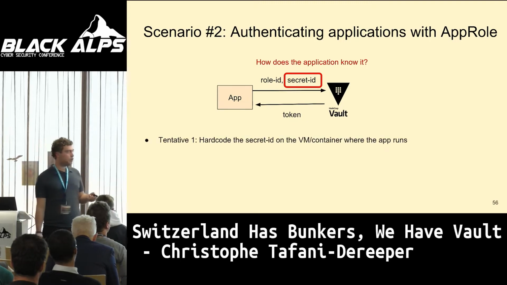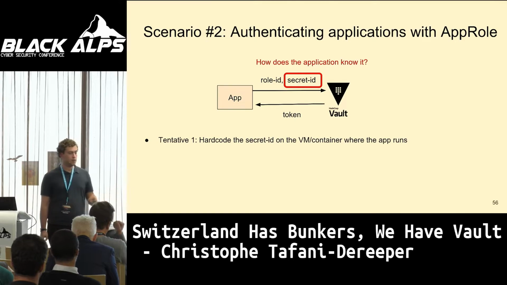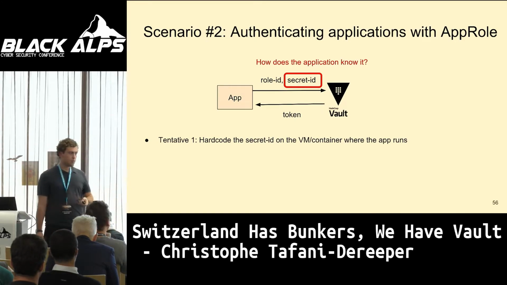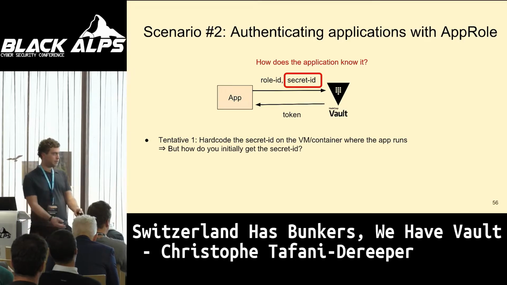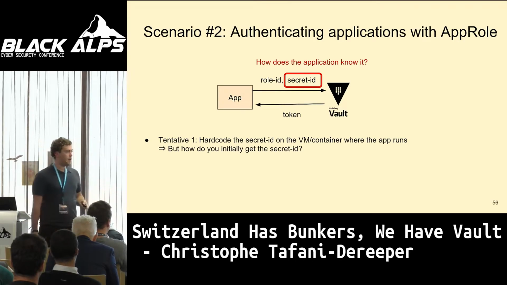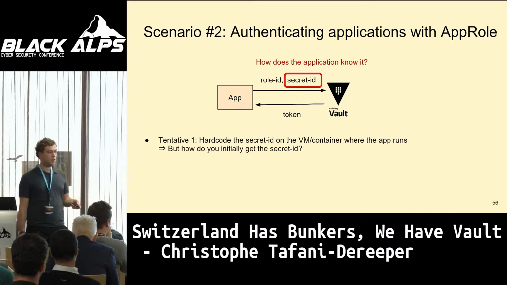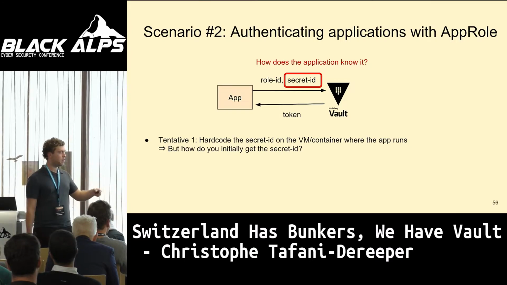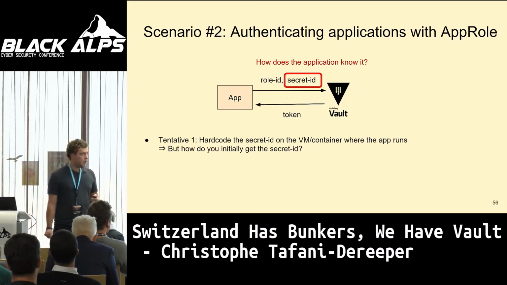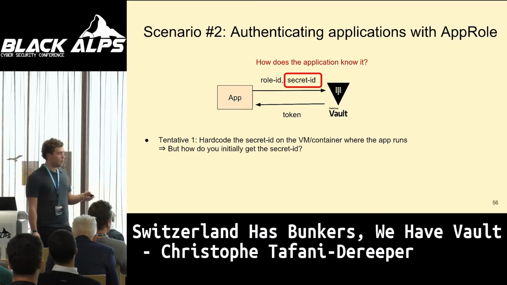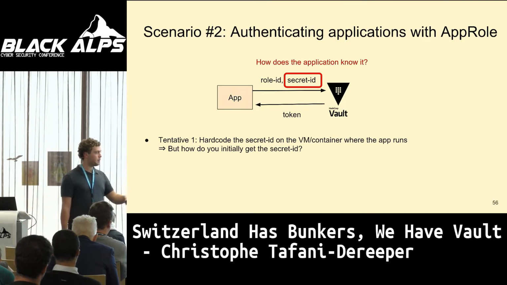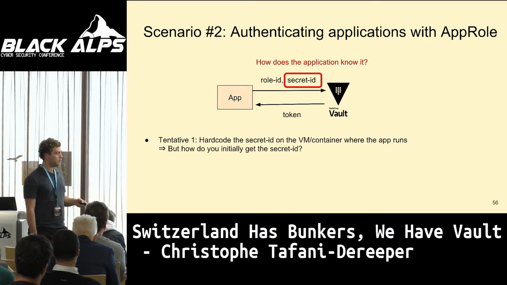One solution would be to hardcode it in the virtual machine or in the container where it runs. But you still have to get it there first. So how do you put it there? And then it doesn't work with things like immutable infrastructure. If you are using Kubernetes, it's going to recreate the containers every time, so it won't work. Same thing goes if you're using AWS and you're just shutting down instances and deploying new ones. So it's not really a good solution.